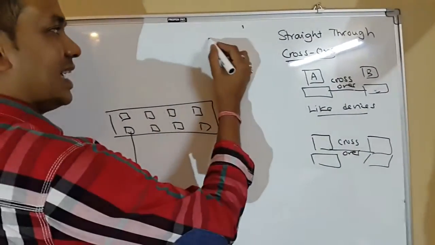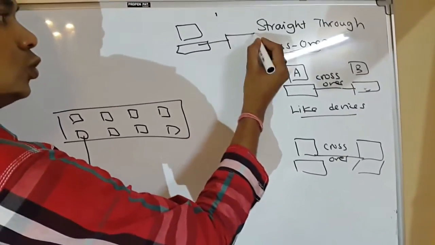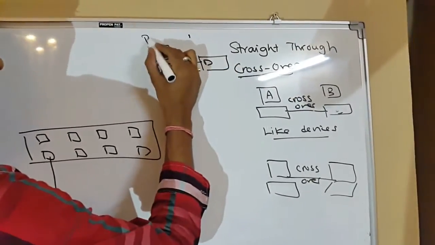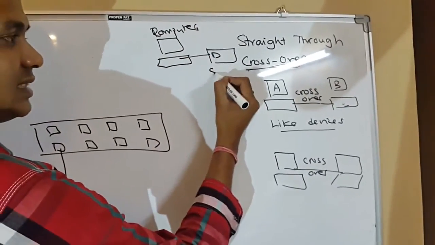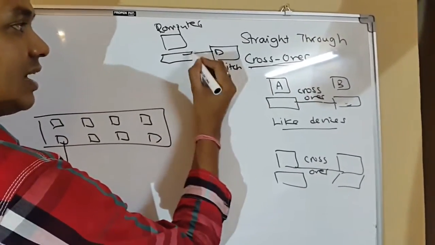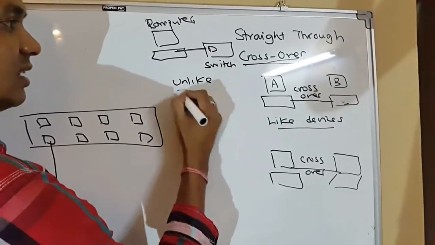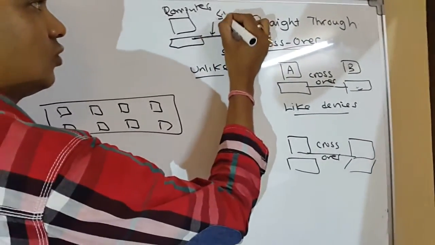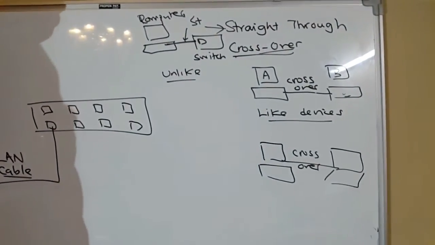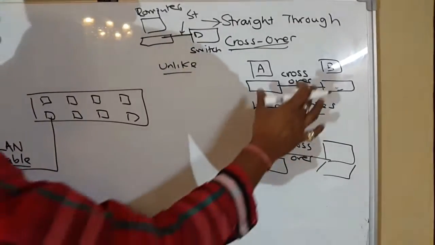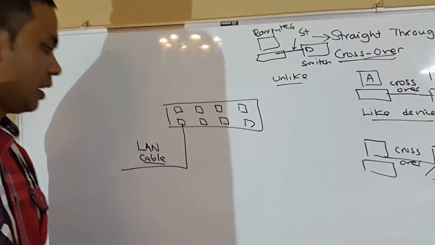But when you connect a PC, for example, to a switch, that is a computer, that is another category of device. It's a network switch. Then it's unlike devices. For any unlike devices, you use straight through cable. Here it is, straight through cable. Just remember, we use crossover cable to connect two like devices together.